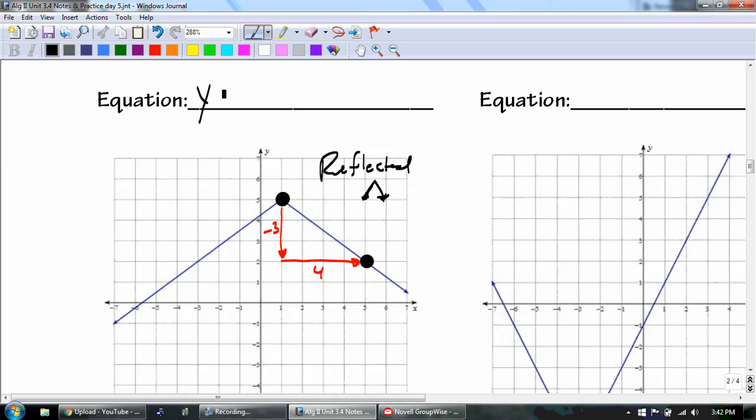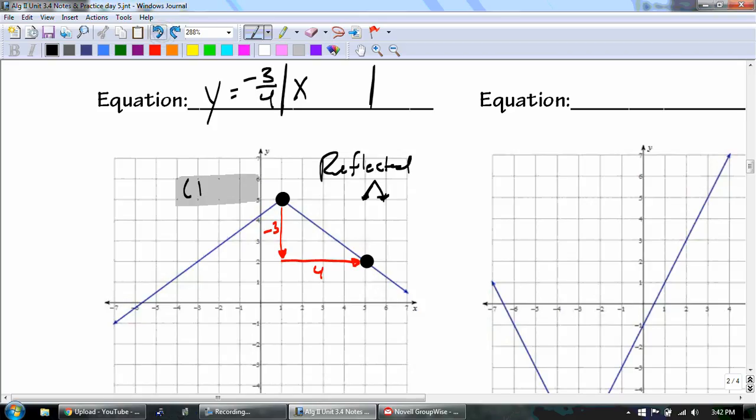Okay, so right away you can start with y equals, and I know it's negative, and it's -3 over 4. So y equals -3 over 4. And now we need to start talking about that vertex, okay? I know that there's going to be an x right there. So my vertex, my key point that I need to know is 1, comma 4.